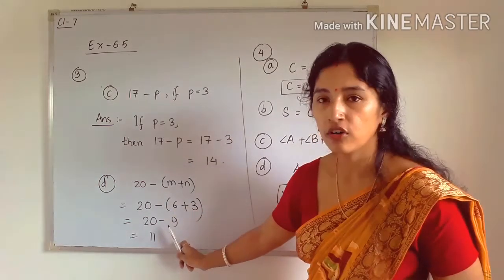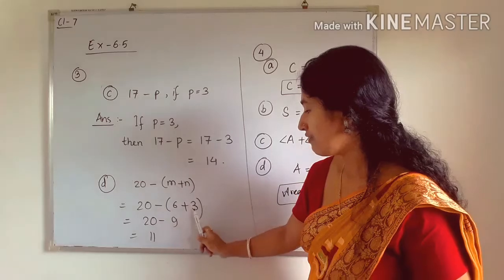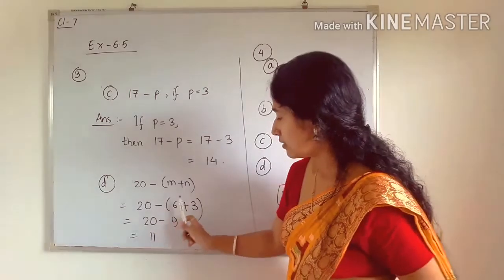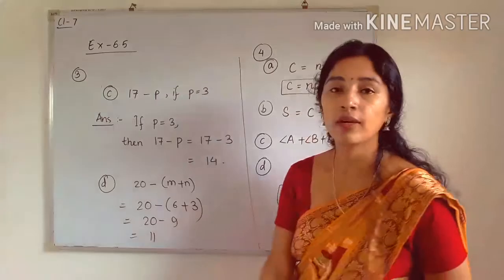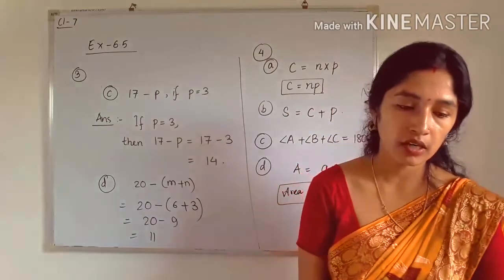Okay. Similarly here in number D, the value of M and N respectively are 6 and 3. So we will put the value of M as 6 and the value of N as 3. So 20 minus, inside the bracket, 6 plus 3, that means 9. So 20 minus 9 will be 11. Okay. So try to do the remaining question.